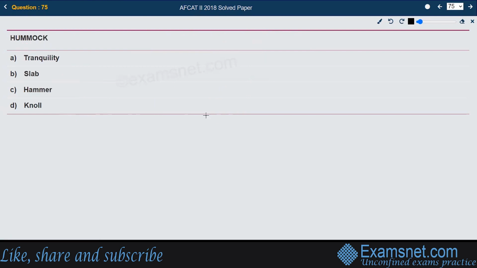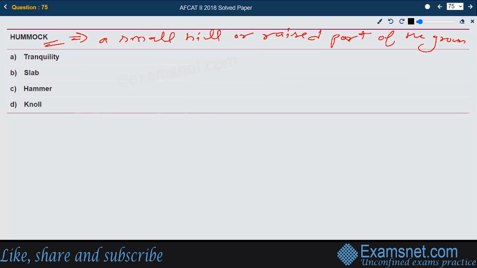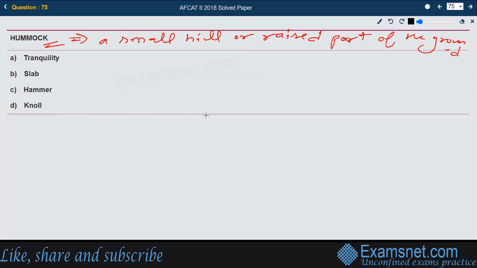75. Now the word is hummock. Let us understand the meaning of hummock. Hummock means a small hill or raised part of the ground. That is what the word hummock means, a small hill or a raised part of the ground.